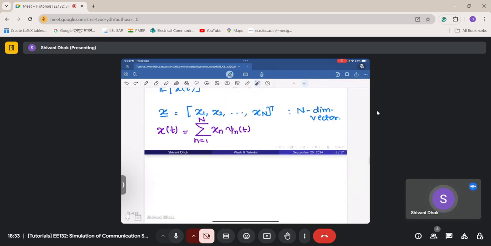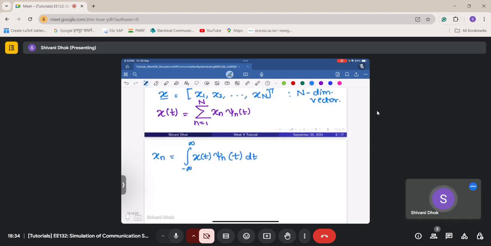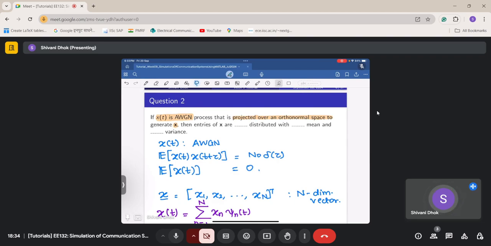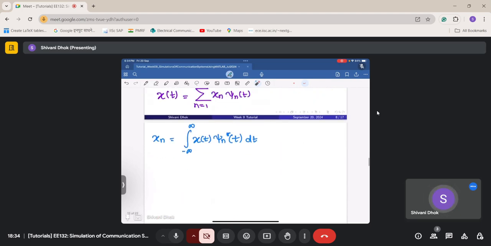We have seen this for signals. So we know that this xn is equal to the projection of the signal x(t) on the nth basis. Okay. Yeah. So this is what we have. Now what we need to find is the distribution of x. Now this integral can be understood as a summation also, with a very small step size. So this can be written as a linear combination of Gaussian random variables.